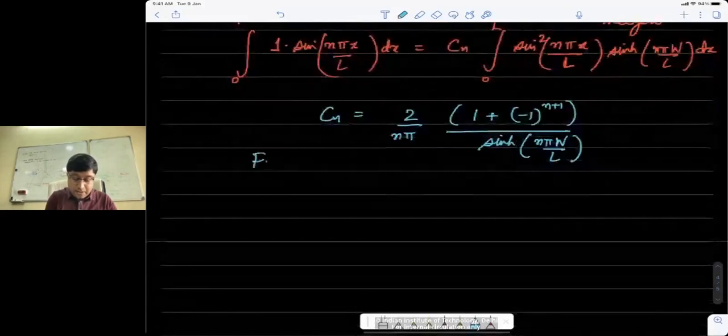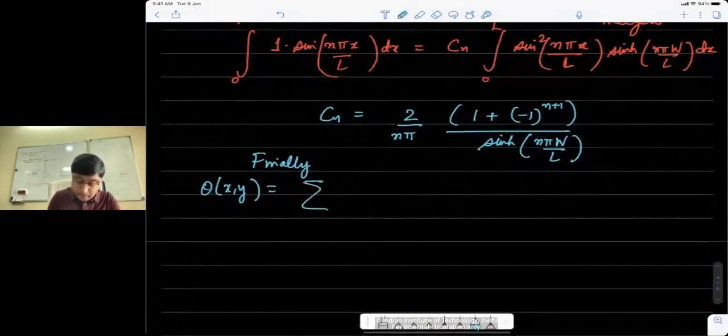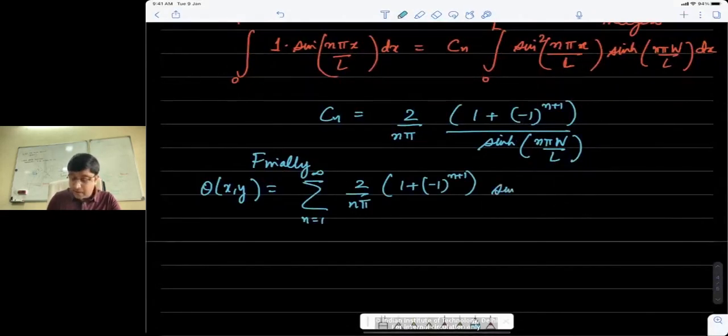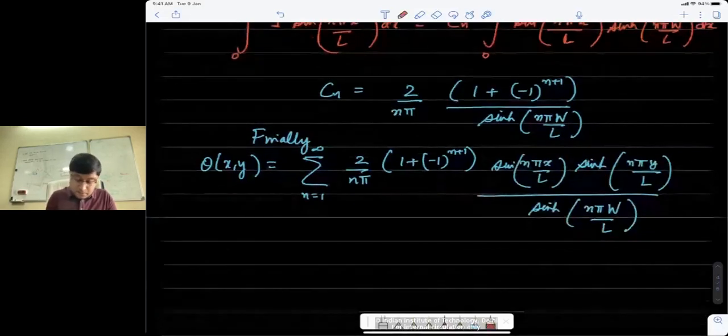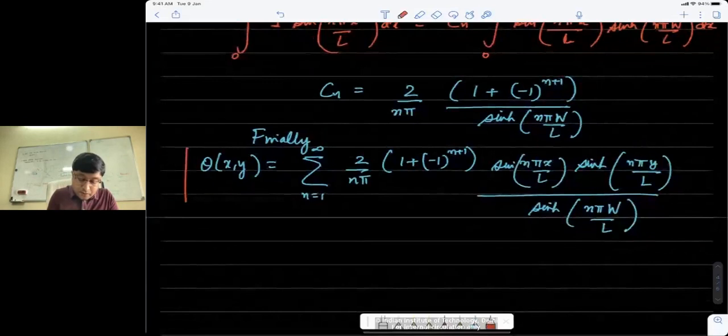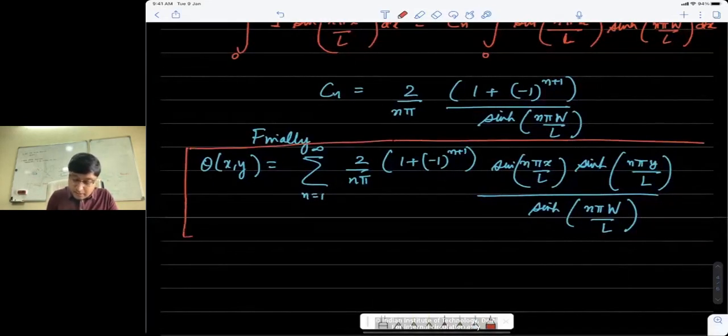So finally we have the solution, which would look like theta of x comma y equals summation n going from 1 to infinity, 2 by n pi, 1 plus minus 1 to the power n plus 1, times sine n pi x by L, sine hyperbolic n pi y by L, and the whole thing divided by sine hyperbolic n pi w by L. So that becomes the final solution, which you can now see is in the form of an infinite series.